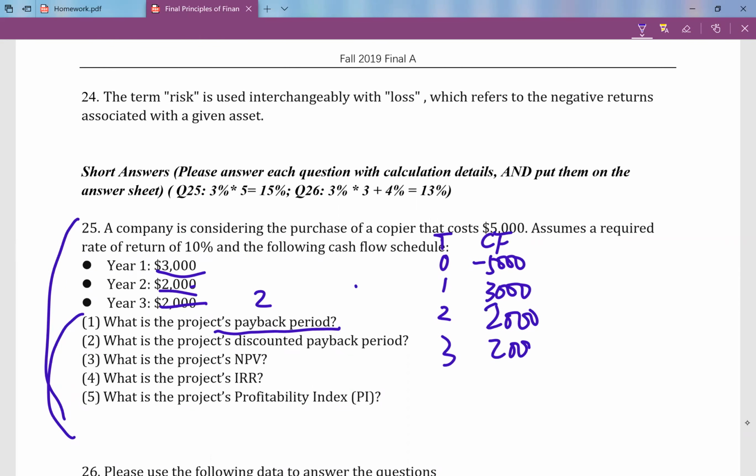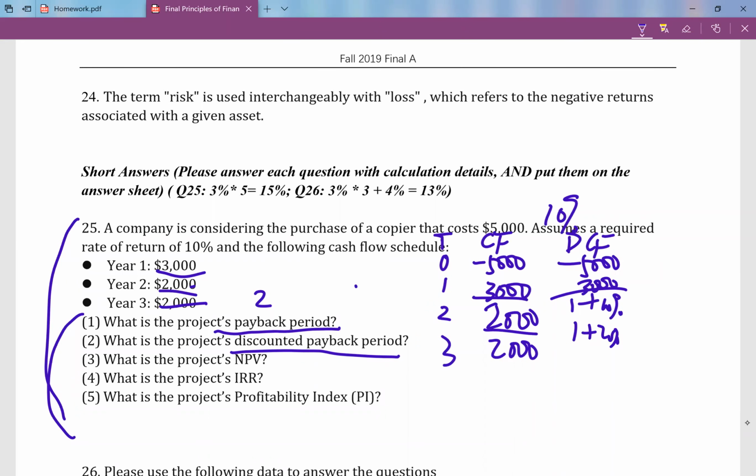So before you solve the payback period for the discounted payback period, first you want to discount these cash flows to time zero. Use our discount rate of 10%. So our DCF at time zero will still be the same thing, because this is on time zero. For the next one, you must divide by 1 plus 10%, then divide by 1 plus 10% squared, and the last one by 1 plus 10% cubed.